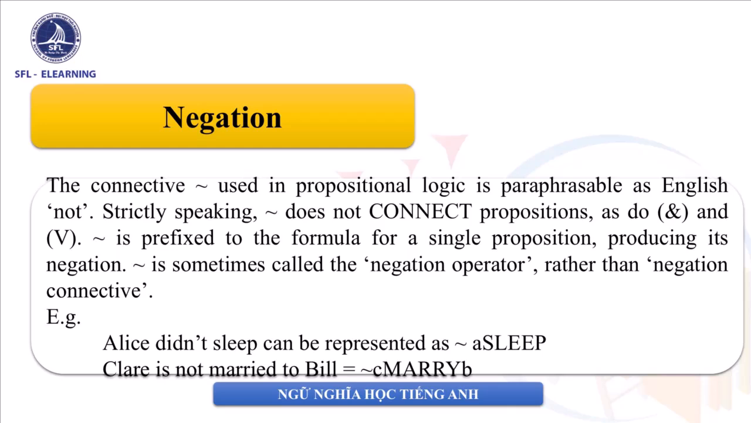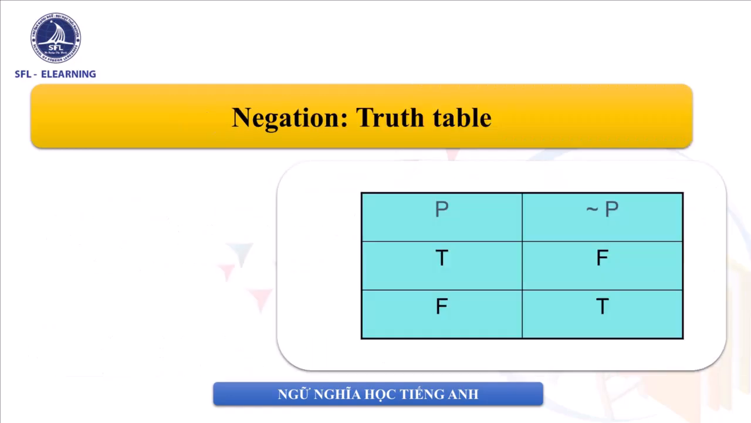For example, Alice didn't sleep would be represented as not A sleeps. Claire is not married to Bill becomes not C marries B. In both cases we're applying the negation operator to the original proposition. And here comes the truth table for this function.